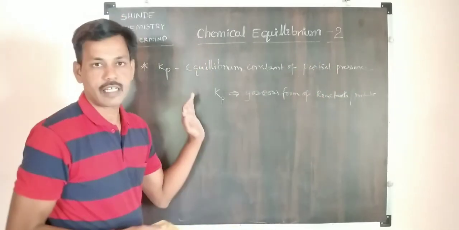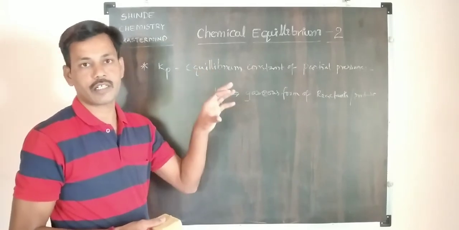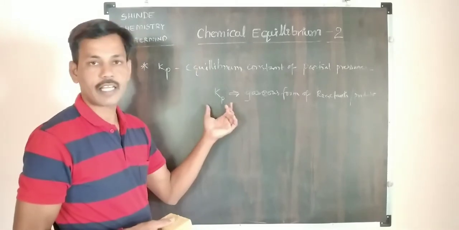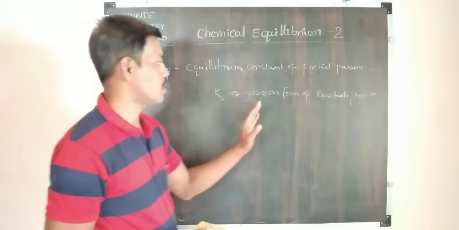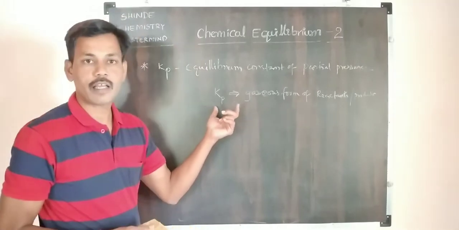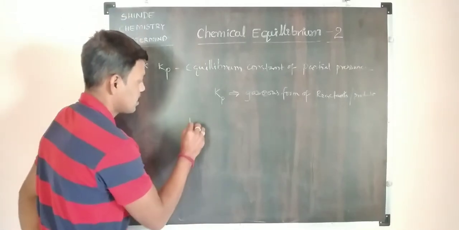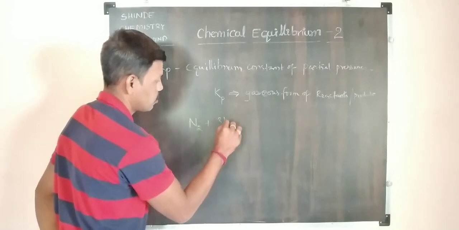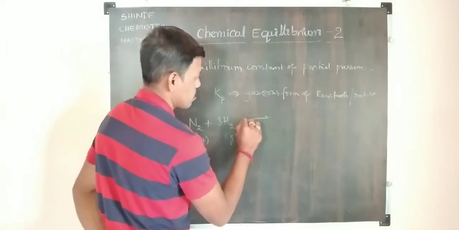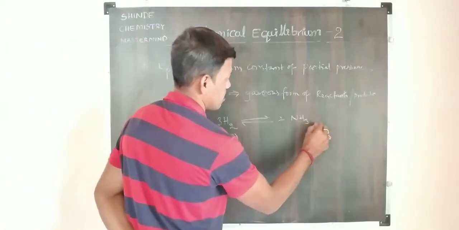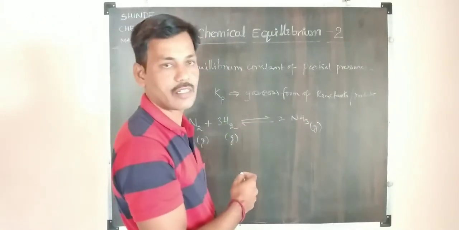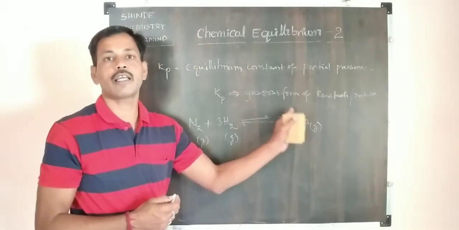Similarly, Kc indicates the molar concentrations of reactant or product. But here, instead of using Kc, we have to write Kp. Why? Because in some reactions the reactants or products are in gaseous form, so we write Kp. If you see this reaction, N2 plus 3H2, nitrogen is a gas, hydrogen is a gas. This gives 2 moles of ammonia. This ammonia is also in gaseous form. So for these chemical reactions, reactants as well as products are in gaseous form.